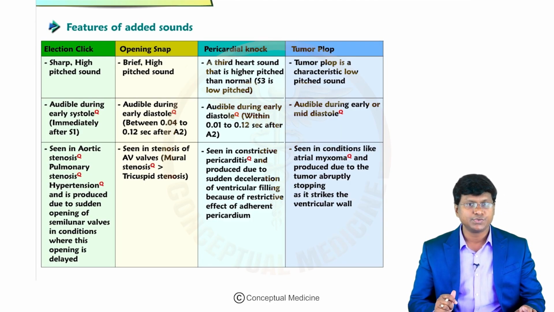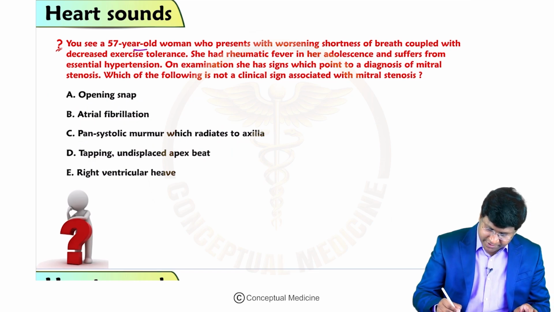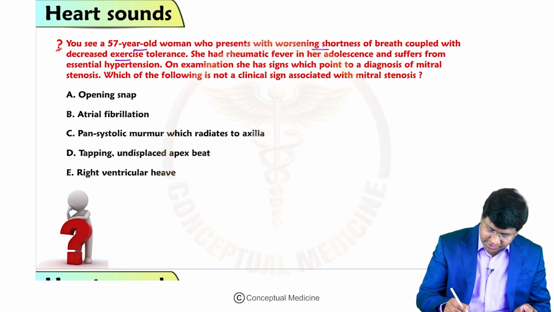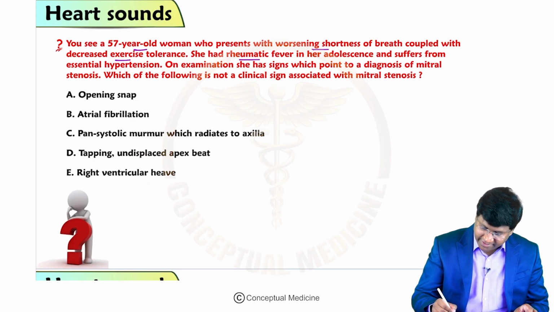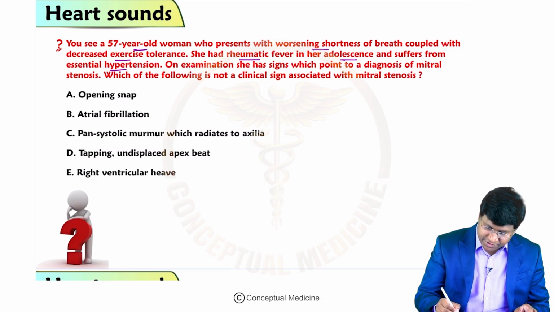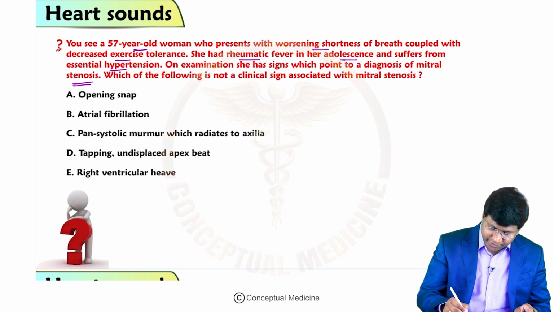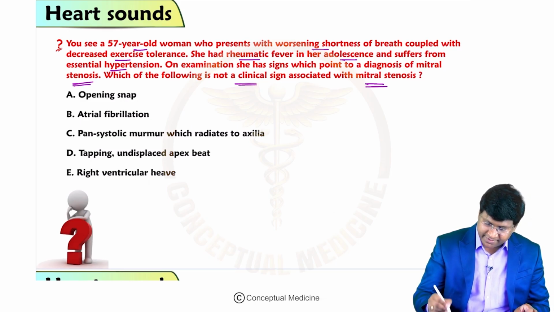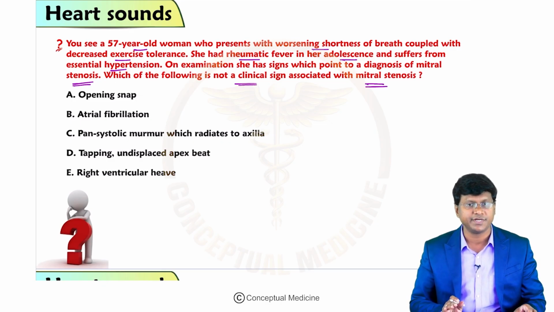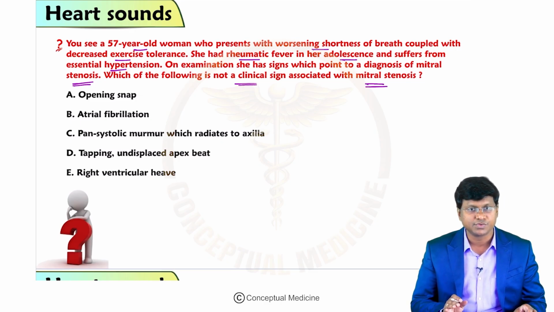Okay, next let's see another question. You have seen a 57-year-old woman who presents with worsening shortness of breath coupled with exercise intolerance. She had rheumatic fever in her adolescence and suffered from essential hypertension. On examination, she has signs which point to a diagnosis of mitral stenosis. Which of the points is not a clinical sign associated with mitral stenosis? Opening snap, atrial fibrillation, pansystolic murmur which radiates to axilla, tapping undisplaced apex beat, right ventricular heave.